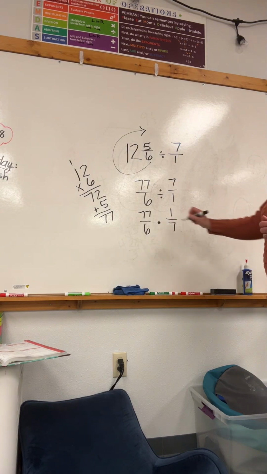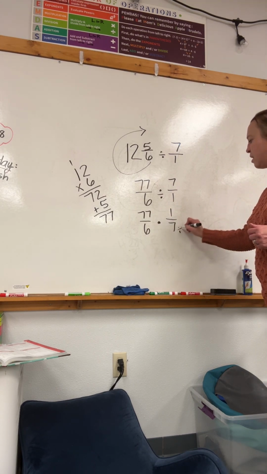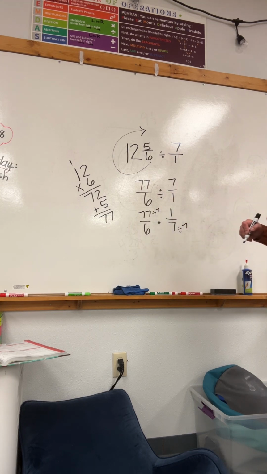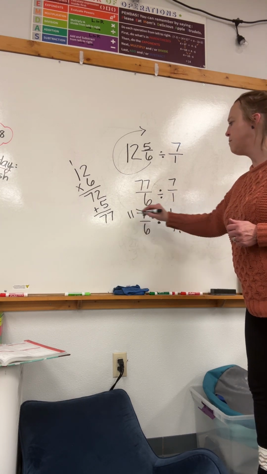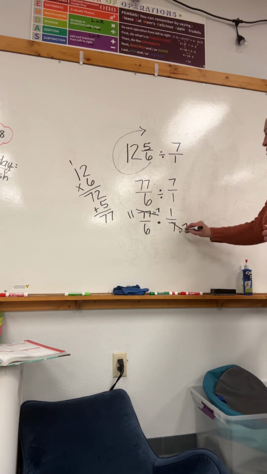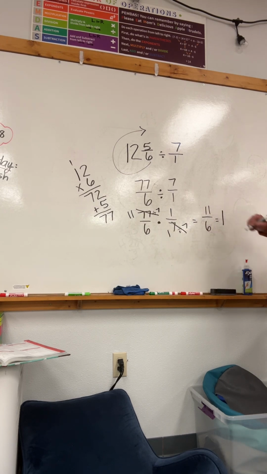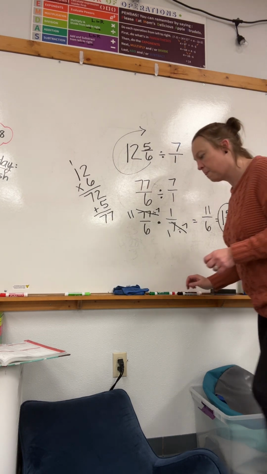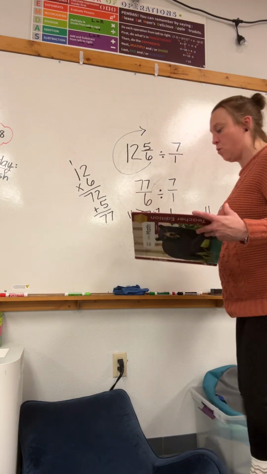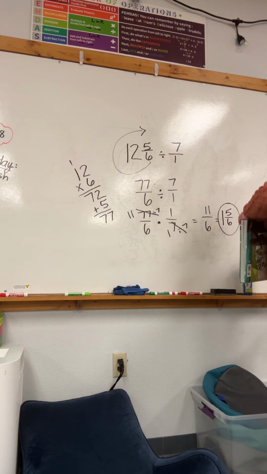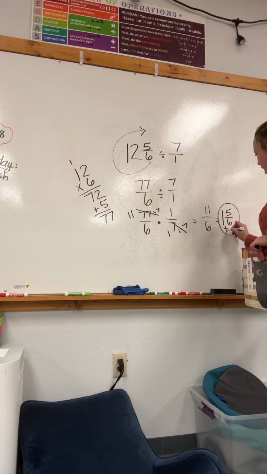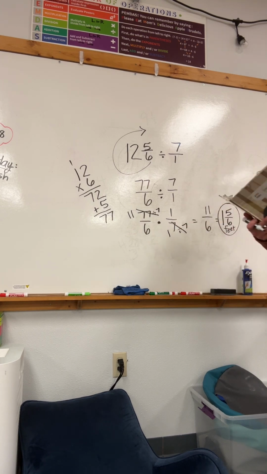I love when this happens. 77 and 7 both have 7 in common. That's their greatest common factor. 77 divided by 7 is 11. 7 divided by 7 is 1. Going straight across, I have 11 over 6. I know that 6 can go into 11 one whole time. And then I have 5 out of the 6 left over. So my answer is 1 and 5/6. And I think it should be feet. 1 and 5/6 feet. And I think that is the last problem. Let me double check. Yep.